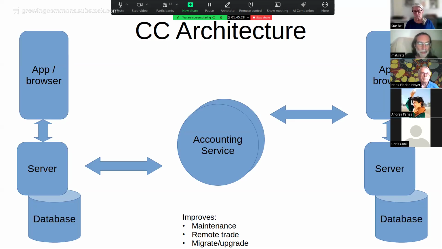So that's where the Credit Commons lies. The Credit Commons protocol is the arrows with which you talk to the accounting service. And the protocol also defines what the accounting service does. So now, with a significant but not huge addition either to the app or to the server software, you can outsource the accounting to a Credit Commons web service.